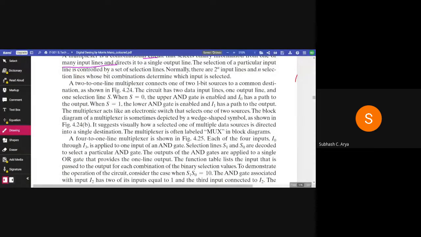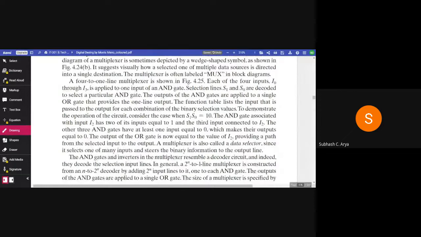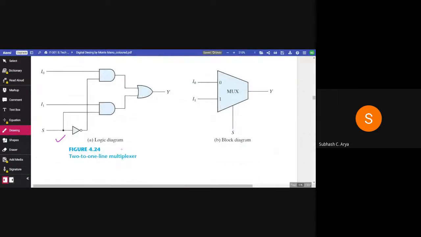A 2 to 1 line, that is 2 cross 1 line, multiplexer connects one of the two 1-bit sources to a common destination. As shown in figure 4.24, yes, this is the diagram. The 2 to 1 line multiplexer, or in simple terms a 2 cross 1 mux. As we can see, number of inputs is 2, output is 1, and for selection lines, 2 to the power n is equal to 2, so n should be 1. That will be the number of selection lines. That is why S is 1 here.